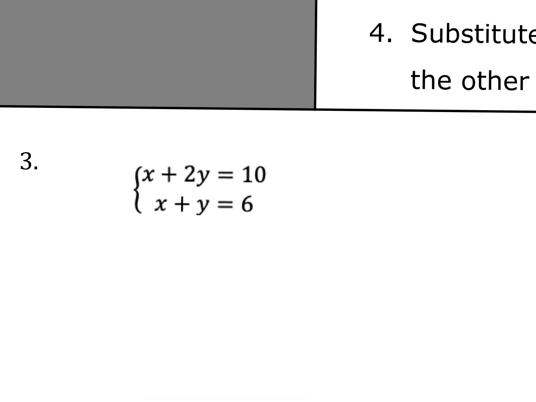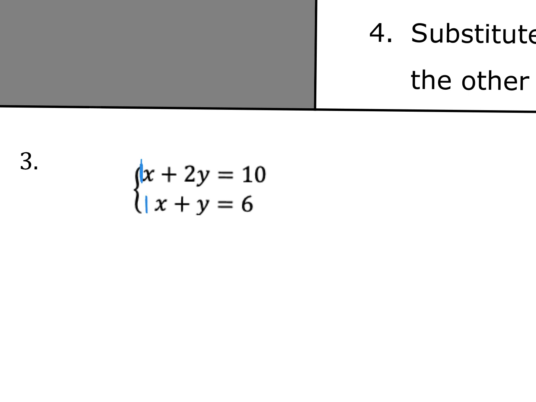Okay, so when I look at this first one, I have x plus 2y equals 10, and I have x plus y equals 6. When I look at that, if I look at my x's, this one really has a 1 in front of it, and this one also has a 1 in front of it.